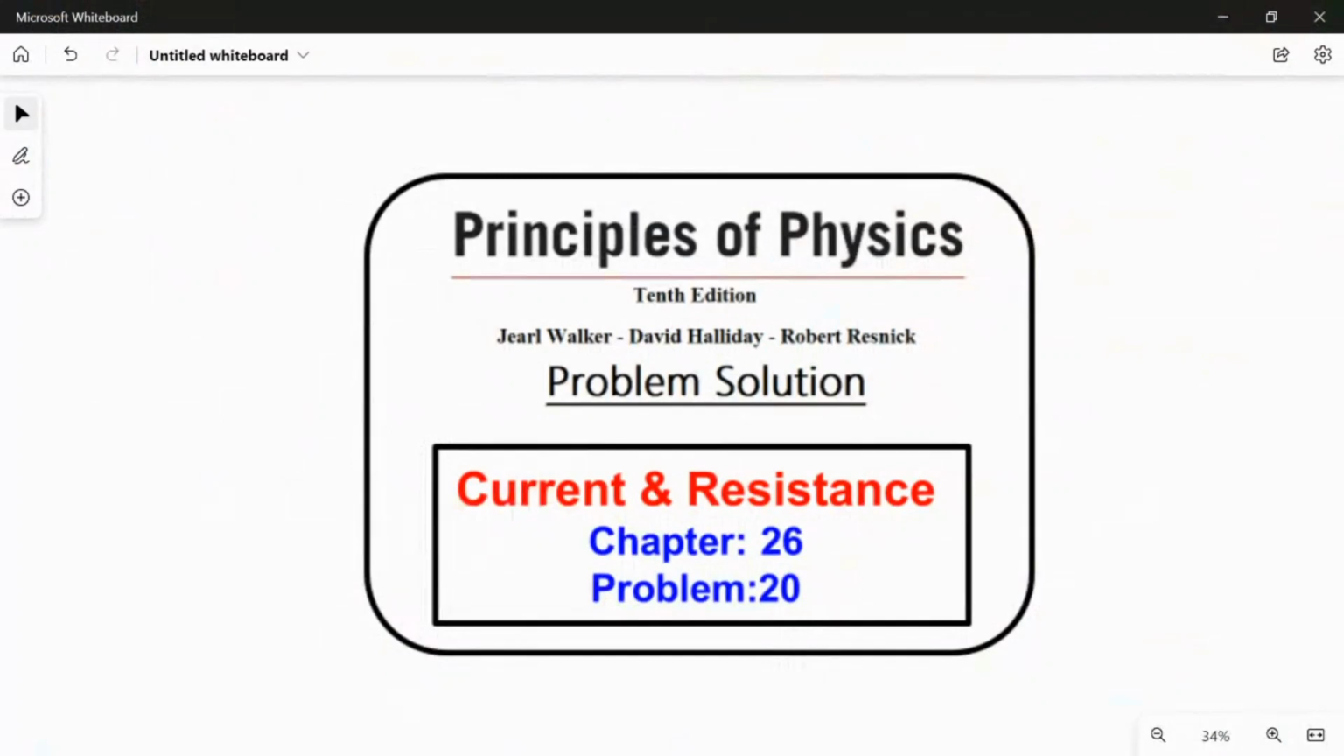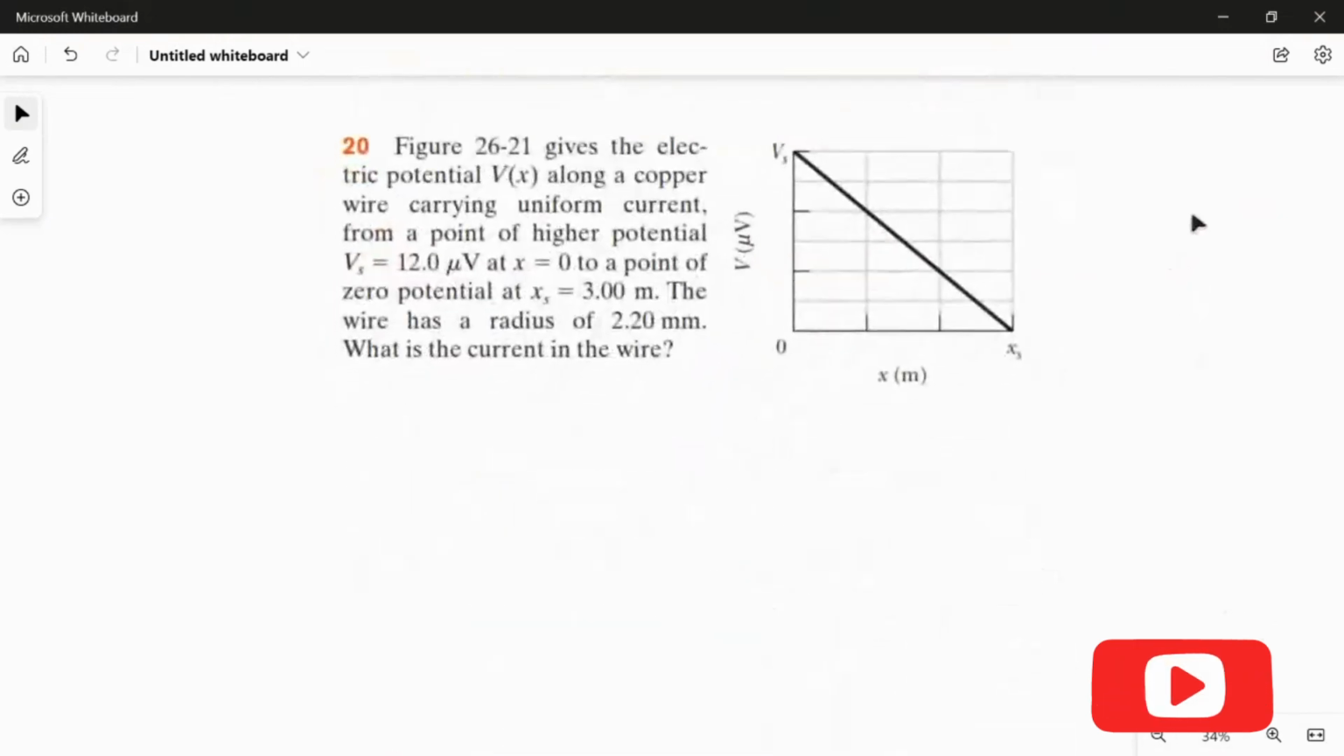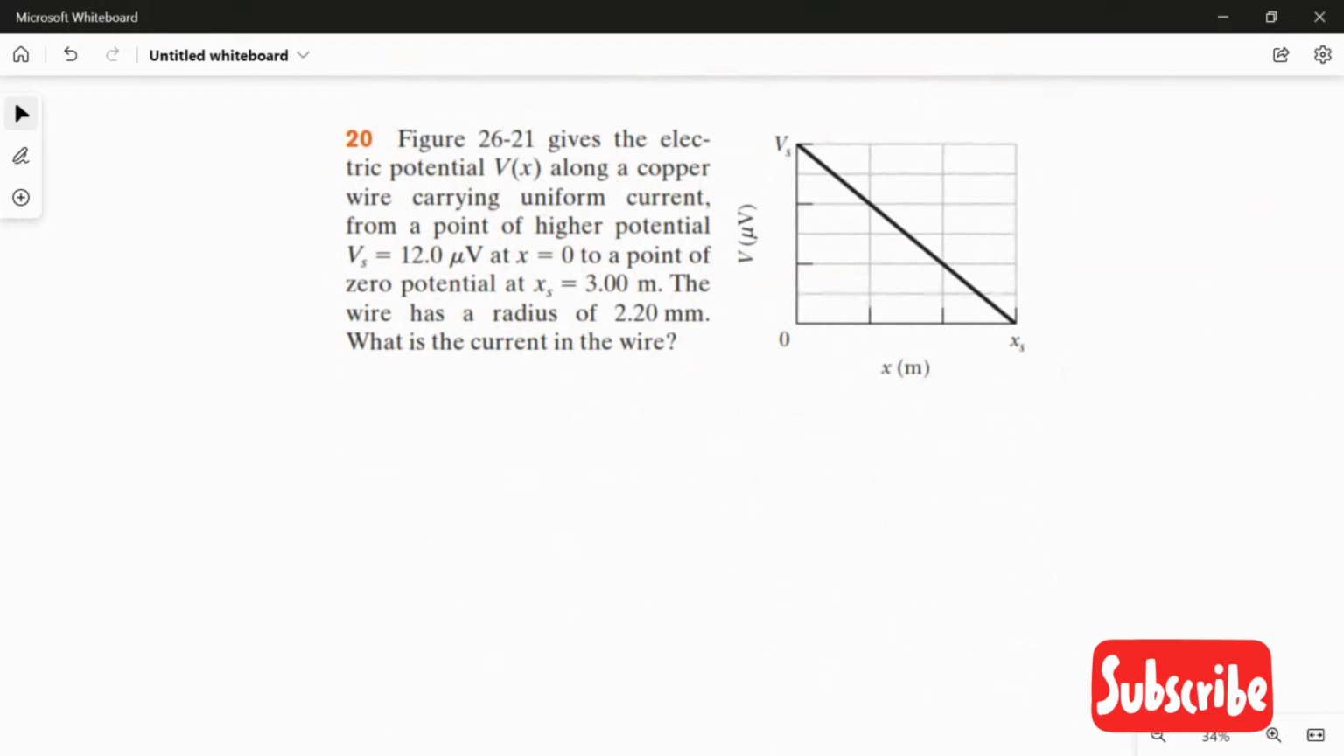In this video, I am going to solve problem 20 from chapter 26. The figure gives the electric potential V of x along a copper wire carrying uniform current, from a point of higher potential, Vs equal to 12 microvolt at x equal to 0, to a point of zero potential at xs equal to 3 meter. The wire has a radius of 2.2 millimeter. What is the current in the wire?